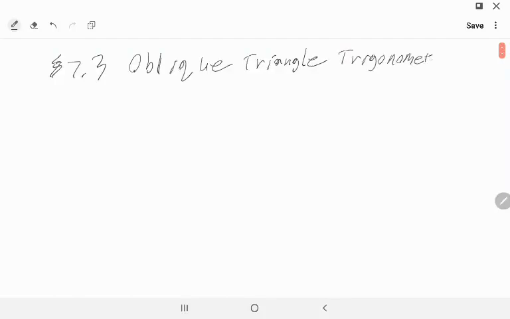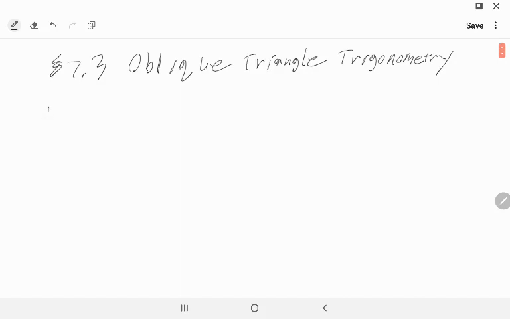Section 7.3, we learn about oblique triangle trigonometry. So we notice that we've got three kinds of triangles that we're going to be concerned with.